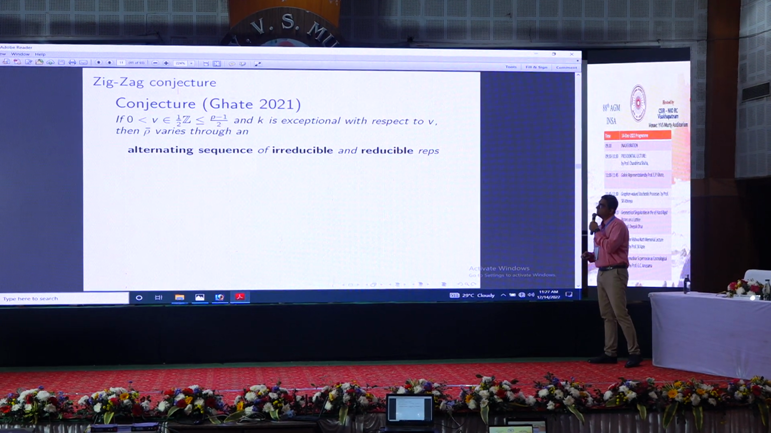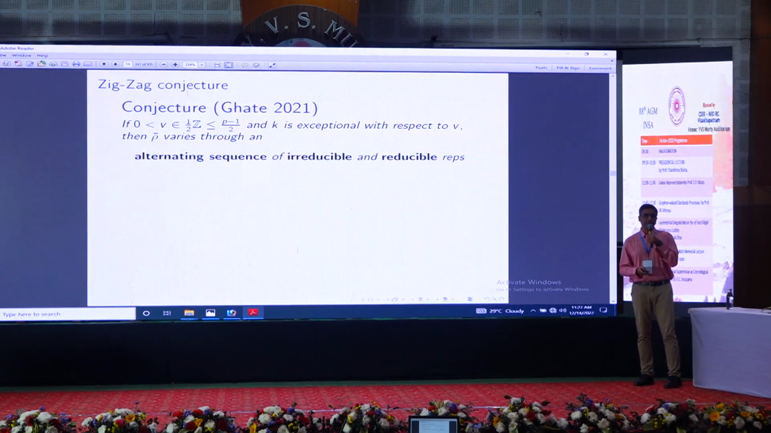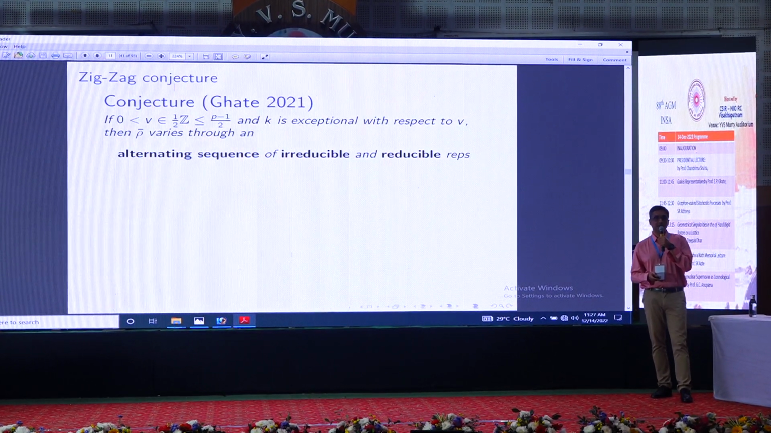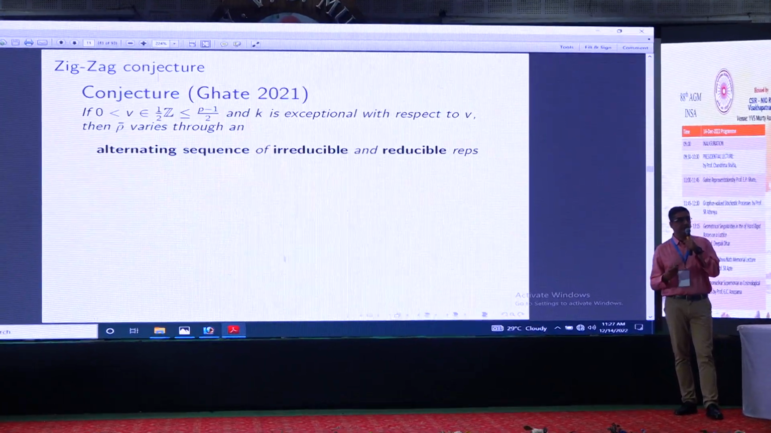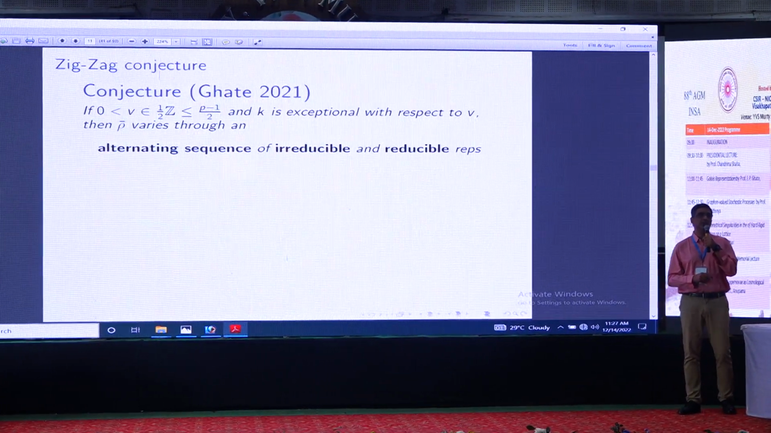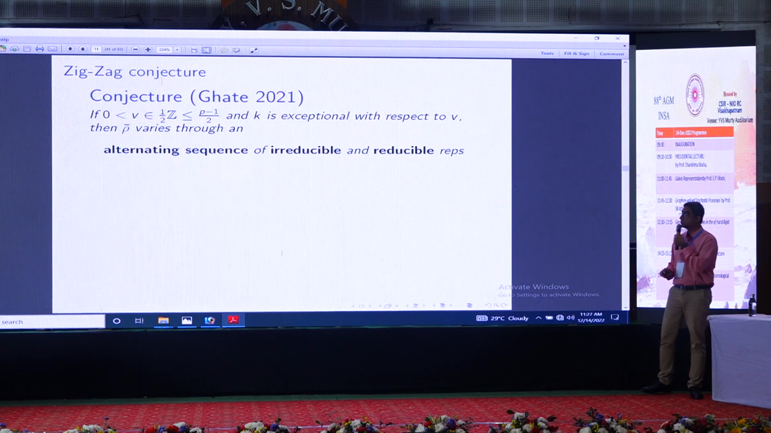Then the claim is that the Galois representation mod P, the local Galois representation mod P, the thing we're trying to study, is not just reducible or irreducible, but in fact it varies through an alternating sequence of irreducible and reducible representations.